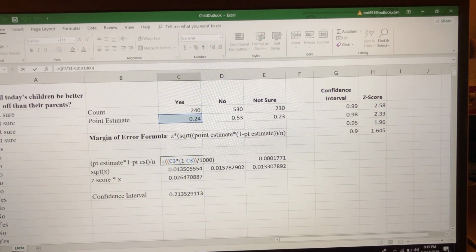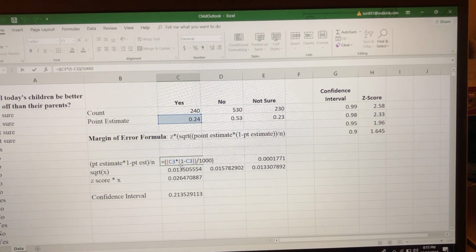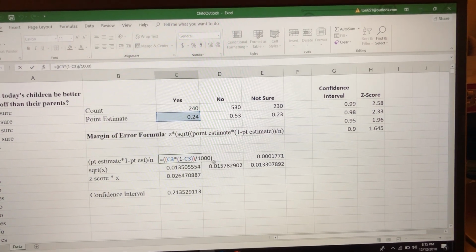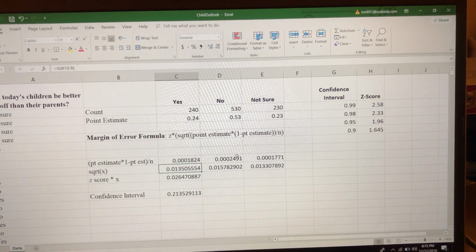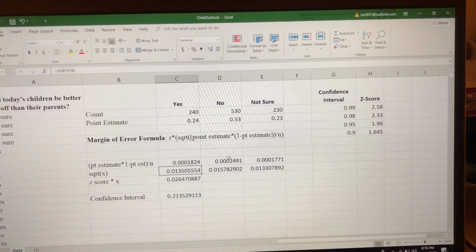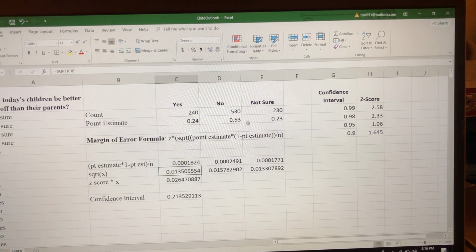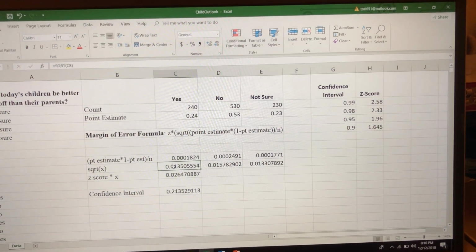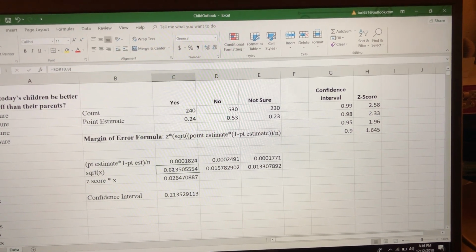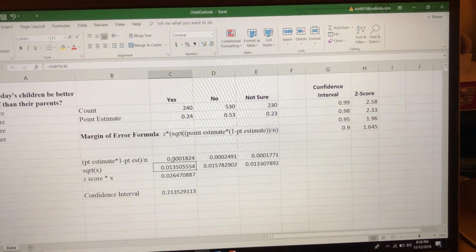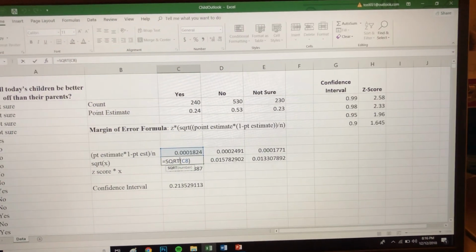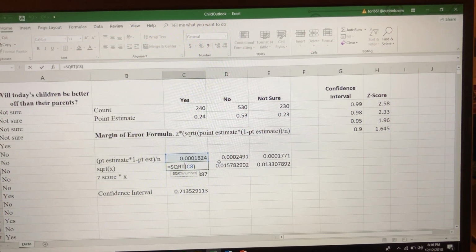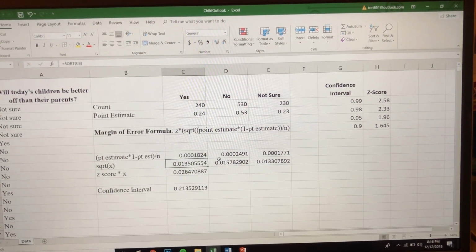I don't know if I needed that many parentheses, but I just wanted to be sure. So I did that, divided it by 1,000, and got that number. Dragged it across for all of the others, and those are all of your answers for no and not sure as well. Now the next step is to square root the answer that we just got. So easily you just use the square root function and do that, and then drag it across for the rest.